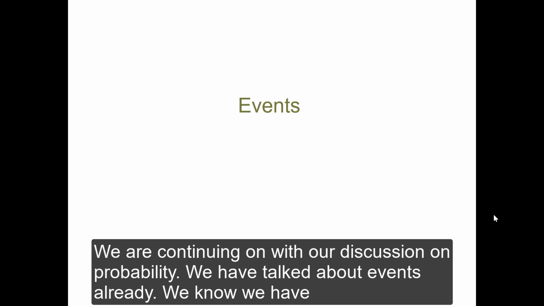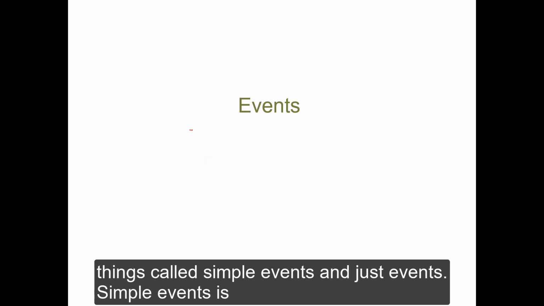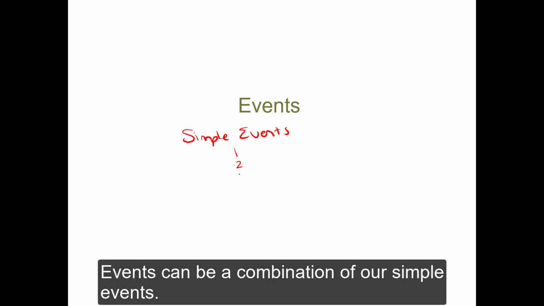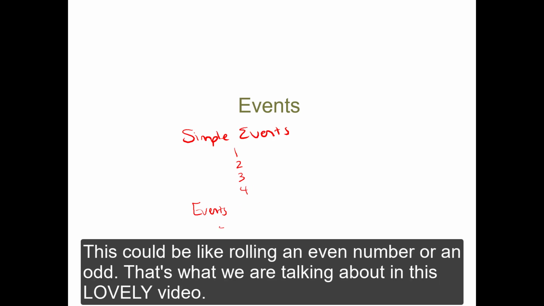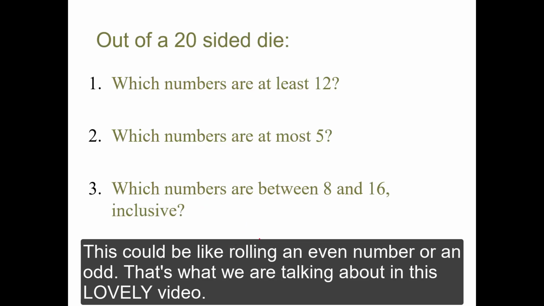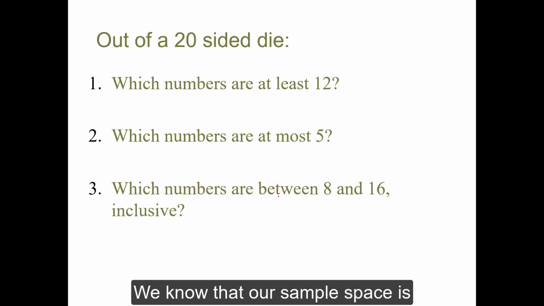We're continuing on with our discussion of probability. We've talked about events already. We know that we have things called simple events and just events. A simple event is anything that can be broken down as small as possible, such as when we roll a die, we could get a 1, or a 2, or a 3, or a 4. Events can be a combination of our simple events, like rolling an even number or an odd. And that's what we're going to talk about in this lovely video.